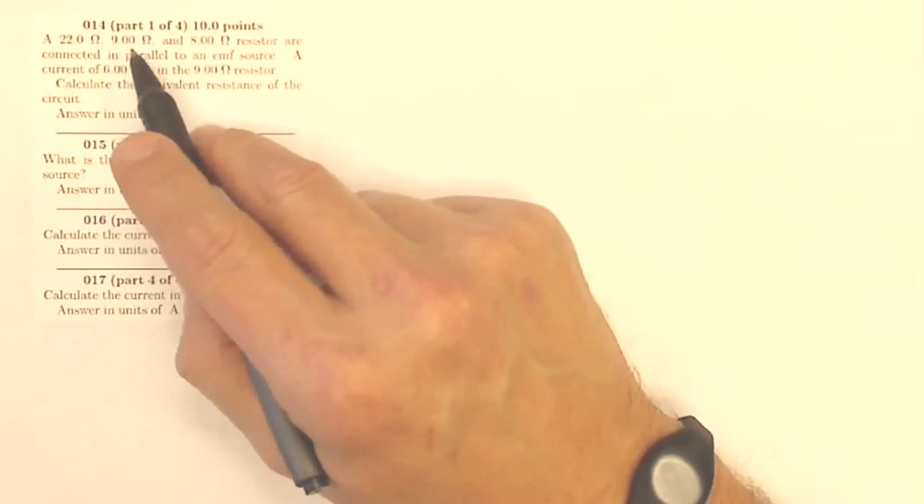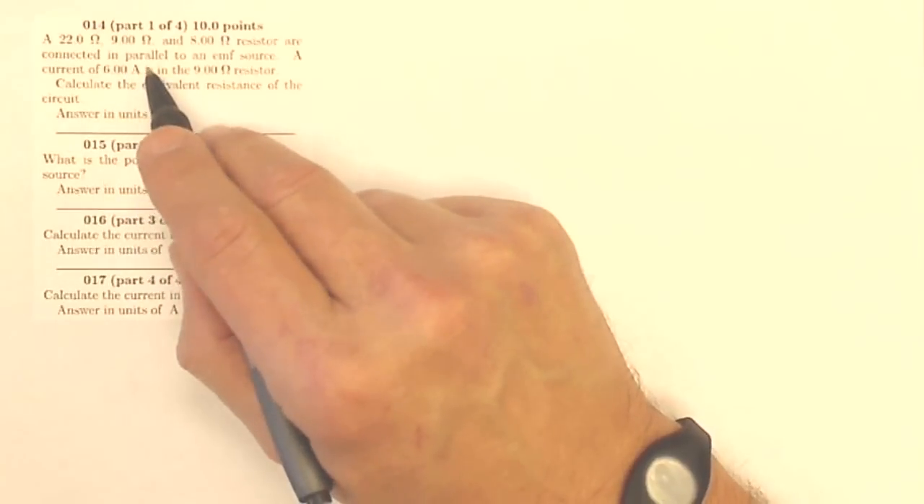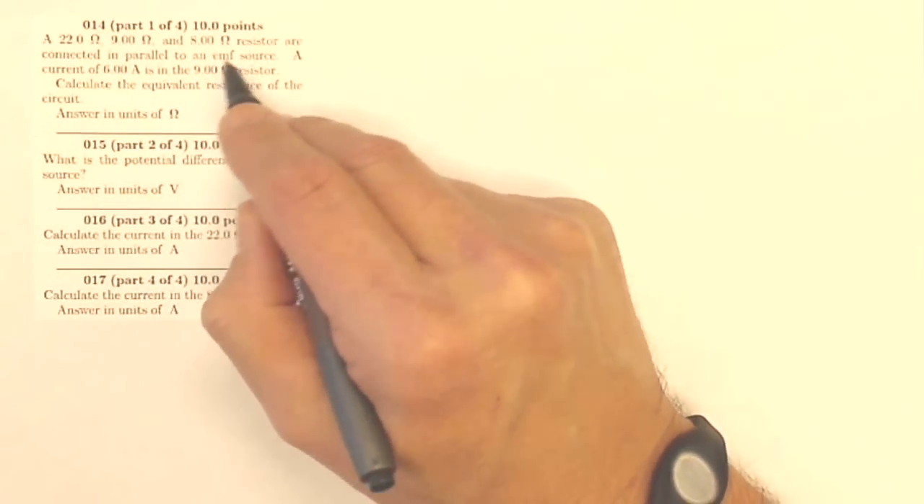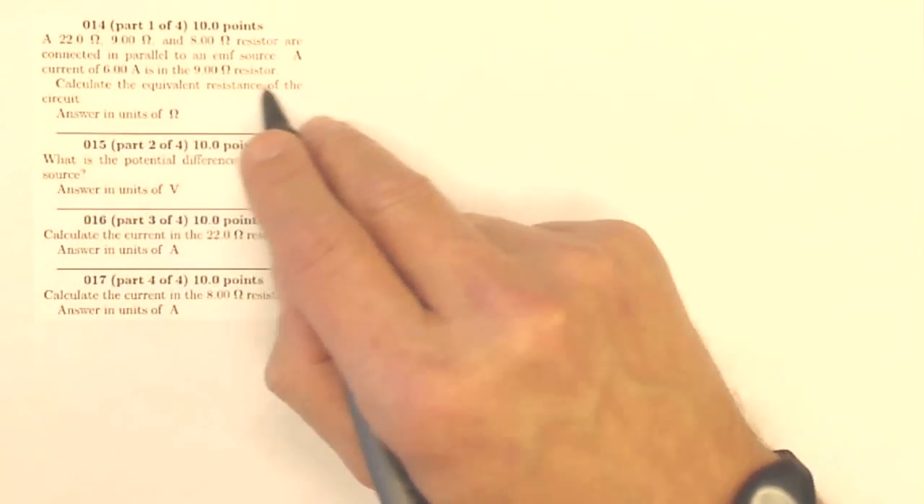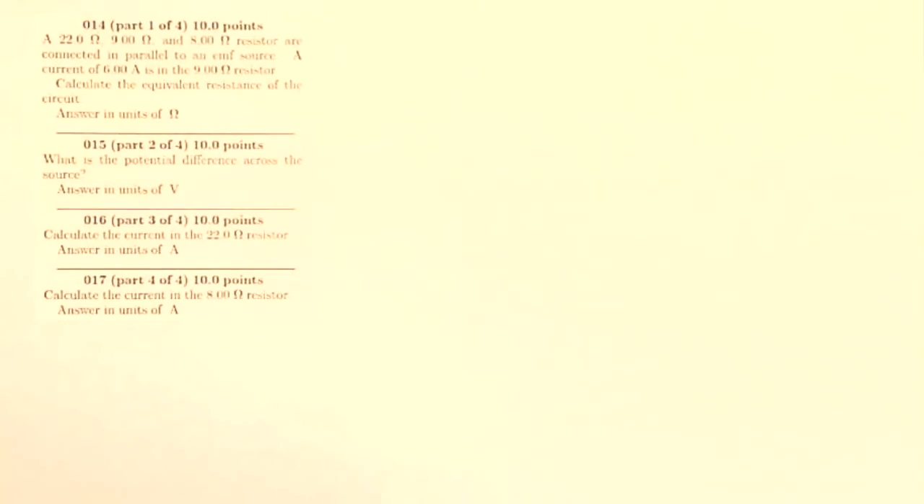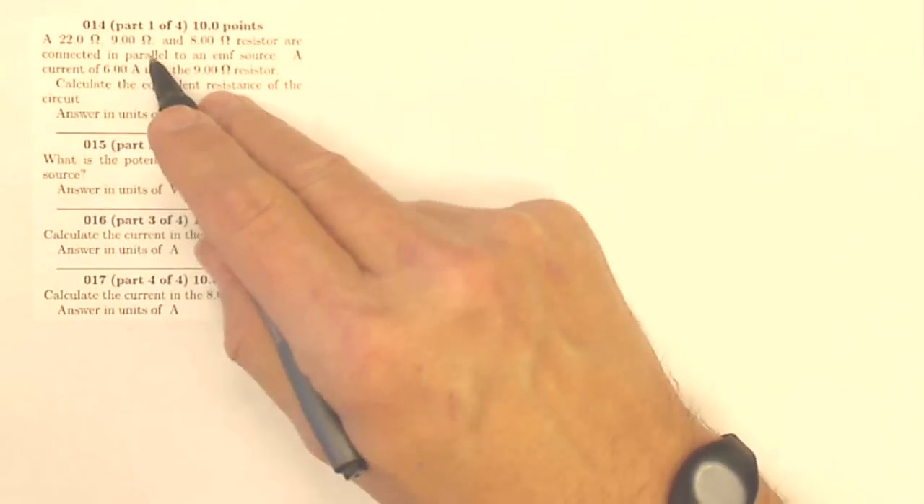A 22, 9, and 8 ohm resistor are connected in parallel to an EMF source, which is a battery. A current of 6 amps is in the 9 ohm resistor. Calculate the equivalent resistance of the circuit, answering in units of ohms. So let's see, this is a parallel circuit.